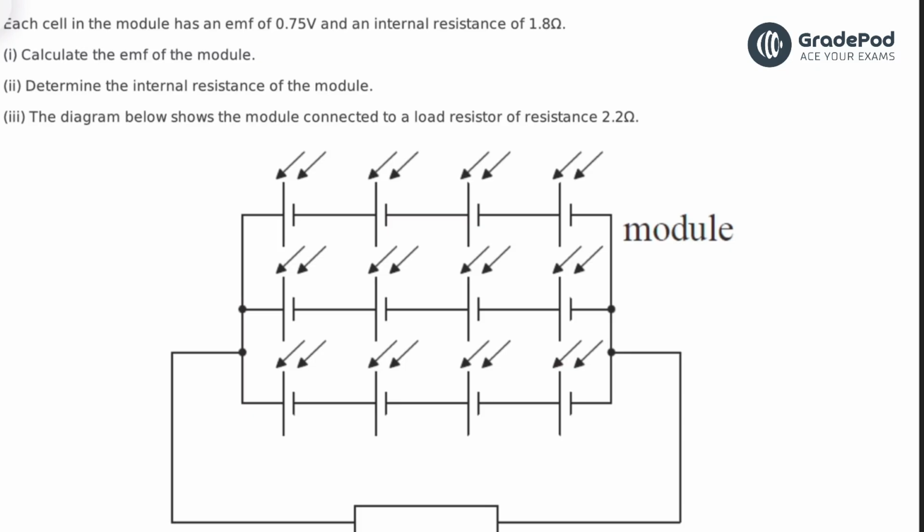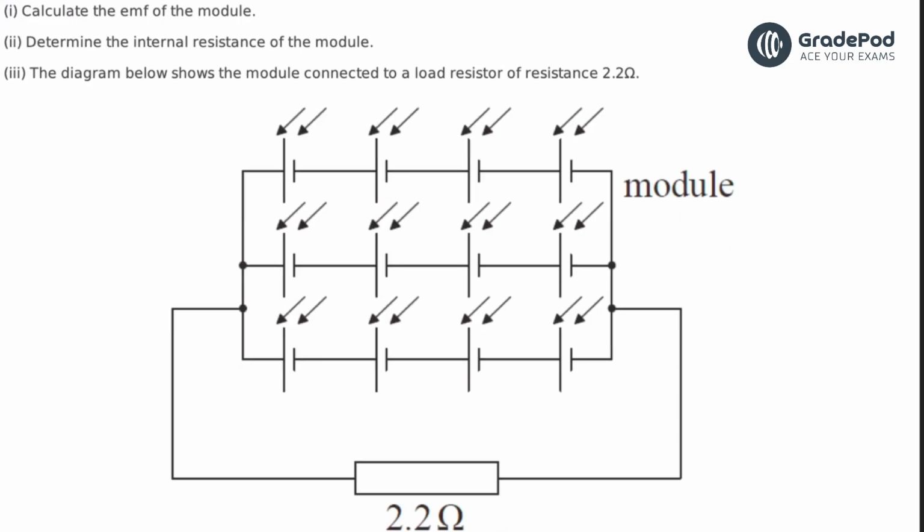Each cell in the module has an EMF of 0.75 volts and an internal resistance of 1.8 ohms. So what we've got here is an array of cells or batteries all added together in 2 ways. They're added together in series on each branch, and then there are 3 branches in parallel. Okay, so what we'd usually be looking at is resistors in some sort of arrangement like this, but instead we're flipping it around and saying let's look at cells arranged like that. But the rules still apply.